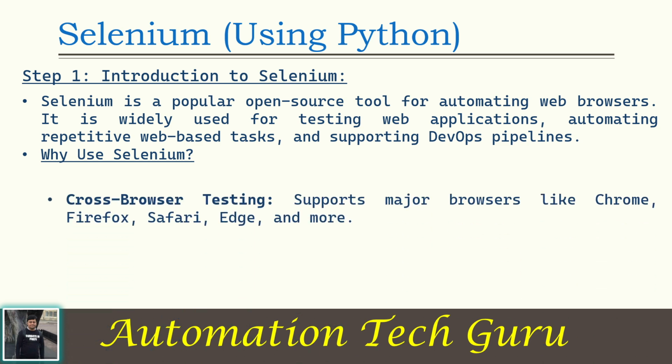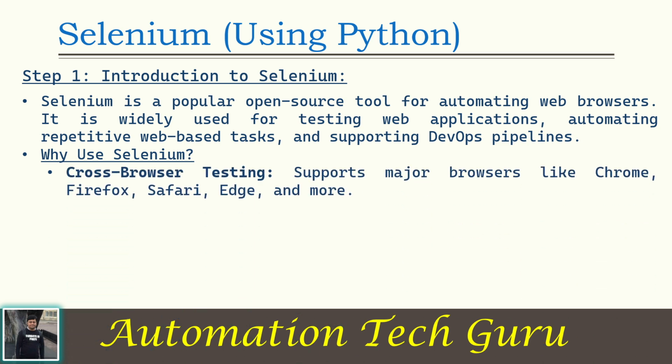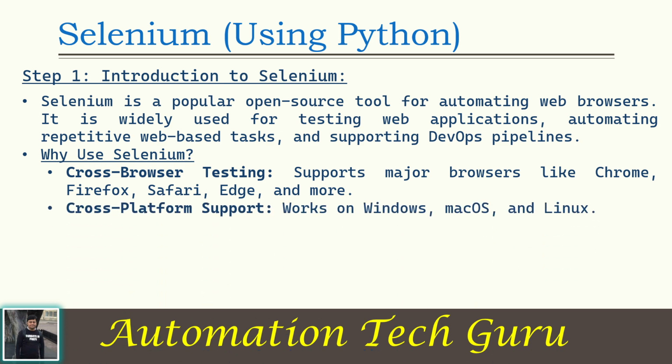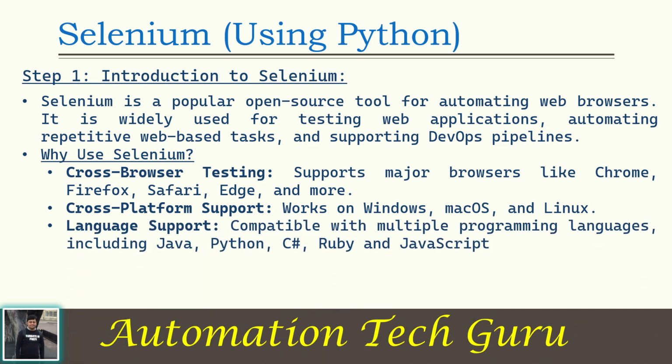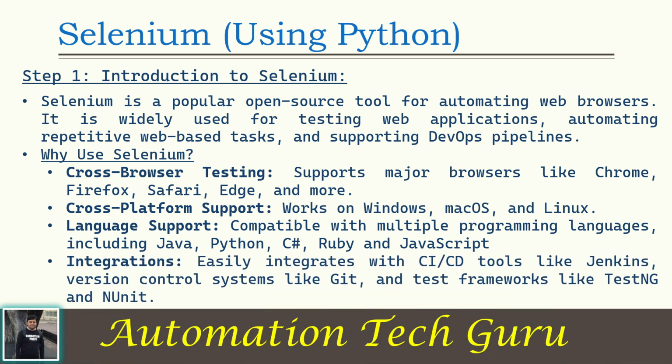Why use Selenium? It supports cross-browser testing, like major browsers such as Chrome, Firefox, Safari, Edge, and more. Cross-platform support: it works on Windows, macOS, and Linux as well. Language support: it is compatible with multiple programming languages including Java, Python, Ruby, C Sharp, JavaScript, etc. Integrations: it can easily be integrated with CI/CD tools like Jenkins, version control like Git, and test frameworks like TestNG and JUnit.